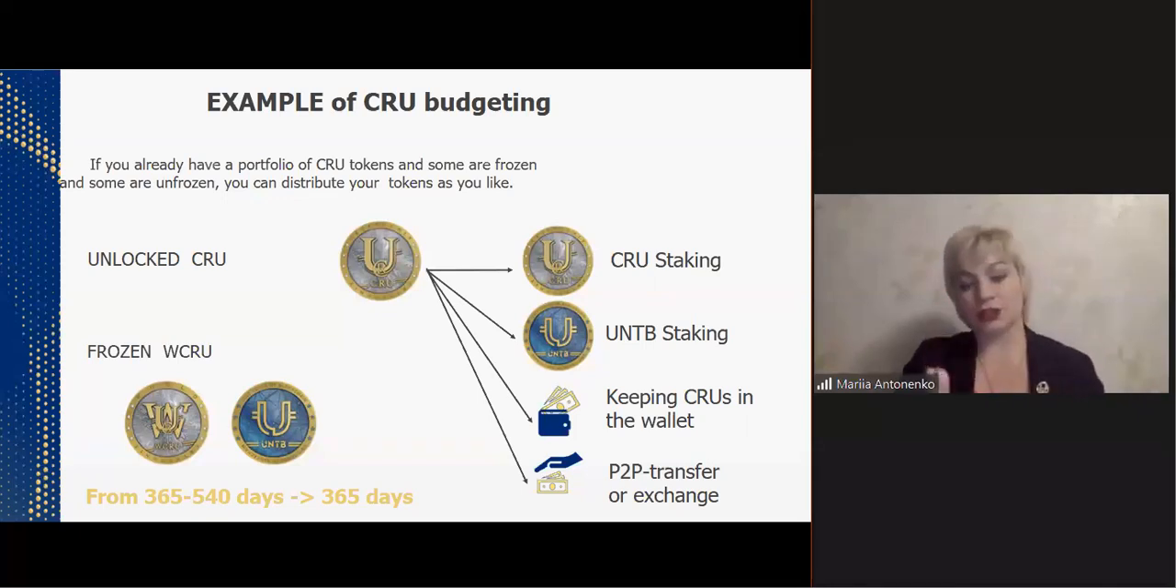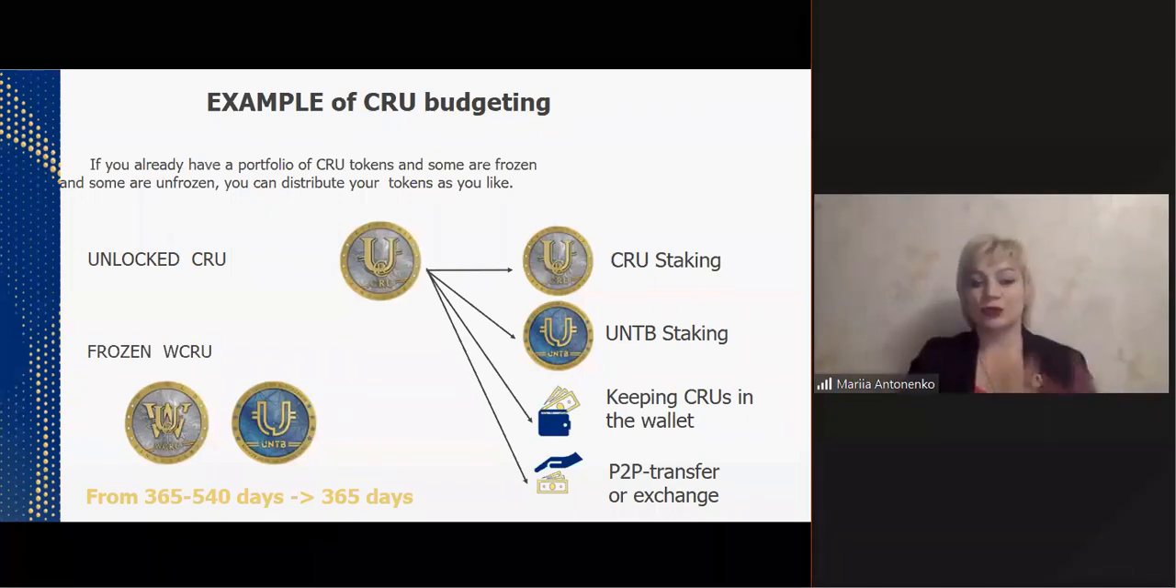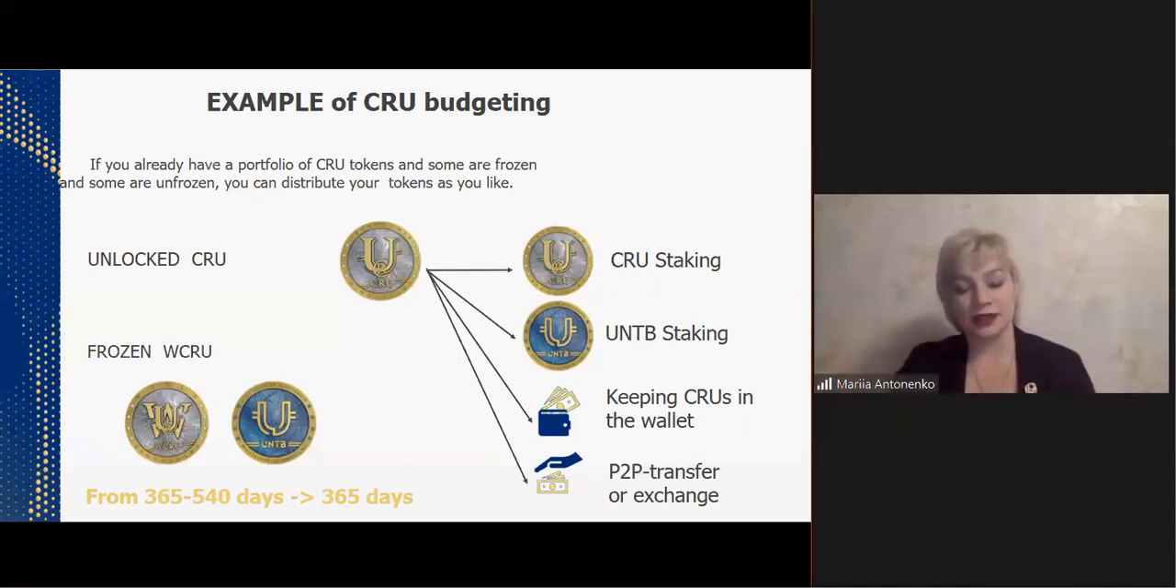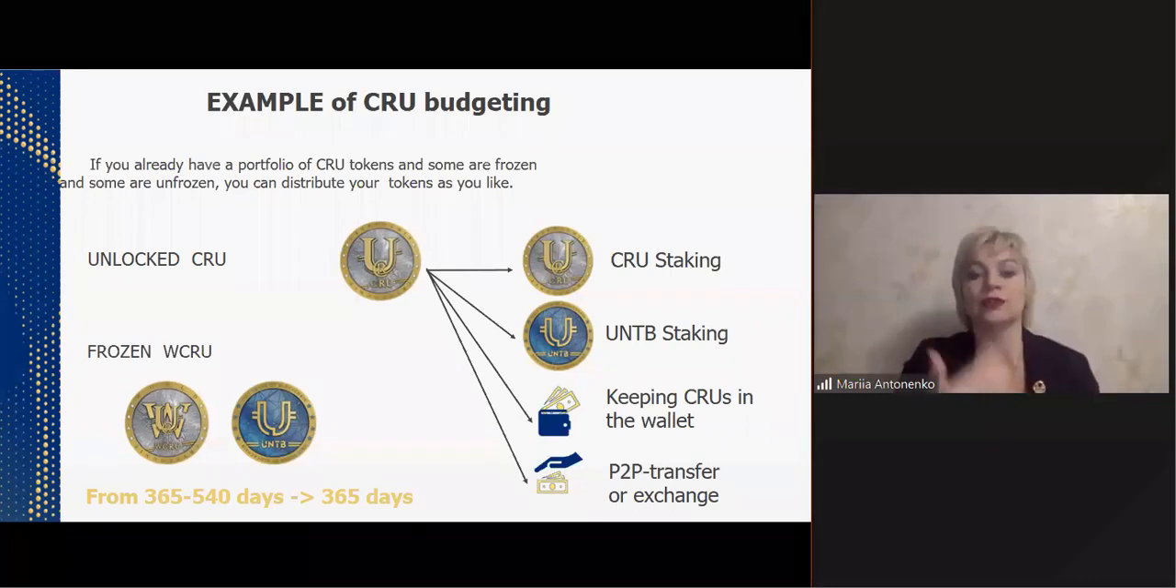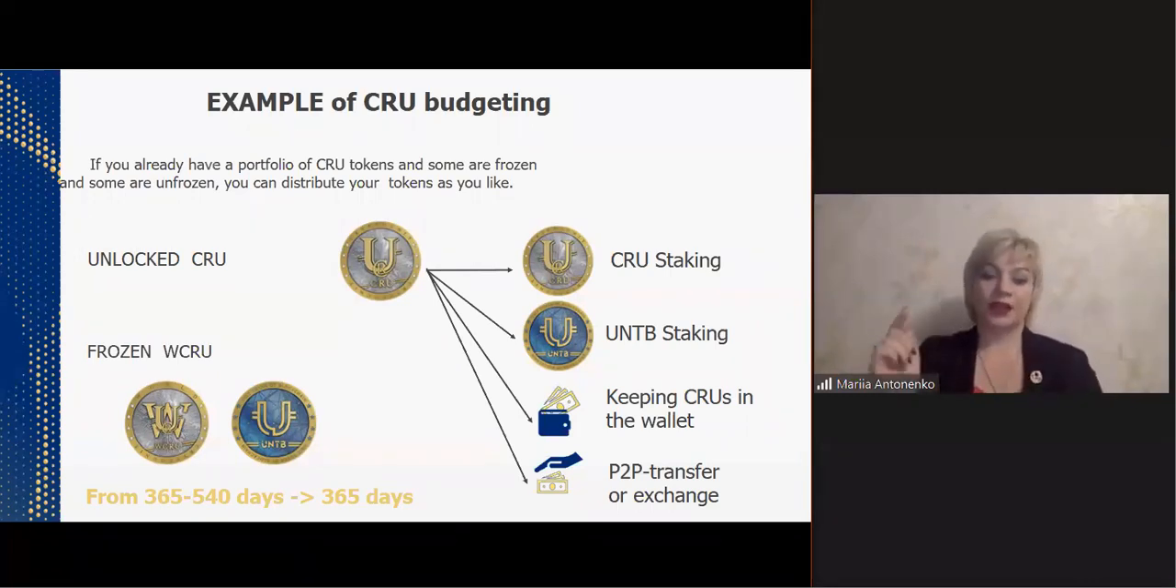Nothing is going to change. And in 365 days, you will have your first World CRUs unlocked. And people are asking me, why should we exchange locked CRUs for locked World CRUs? Because you can't do anything with locked CRUs. You cannot stake them, you cannot sell them, you cannot send them. Whereas frozen World CRUs can be staked and you can receive UNTB for that. Even if they are frozen, they will still yield you income.